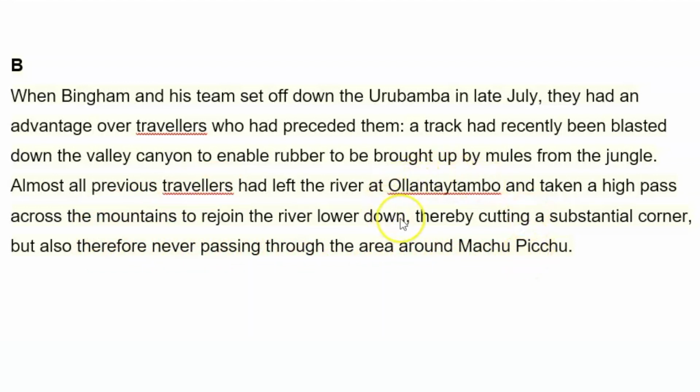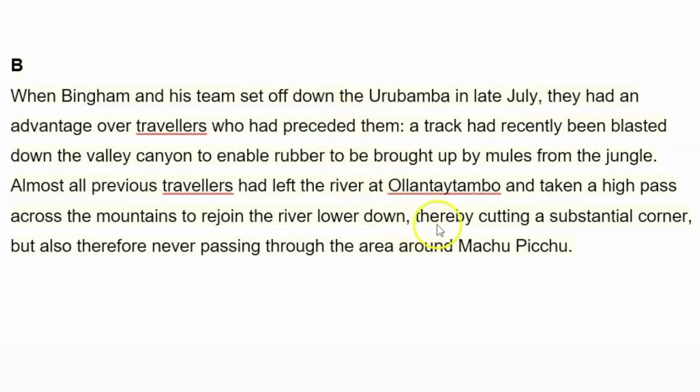The second sentence is giving information about previous travelers. Previous travelers had to leave the river and they had to take a high pass because of the rough road mentioned in the first sentence, and as a result, they never had the chance to see the area around Machu Picchu. Paragraph B is about an advantage which Bingham and his team had over all the previous explorers.